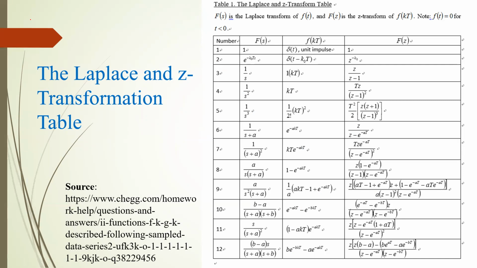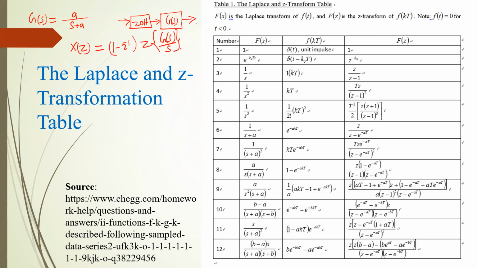So let's do an example where G of S is equal to A over S plus A, and we want to find the discrete time plant model for this plant. So again, we will have a zero order hold in cascade with the G of S. And from our formula, we can write X of z is equal to 1 minus z power minus 1, and then Z transform of G of S over S. Now G of S over S, we just substitute the value of G of S, so it becomes like this.